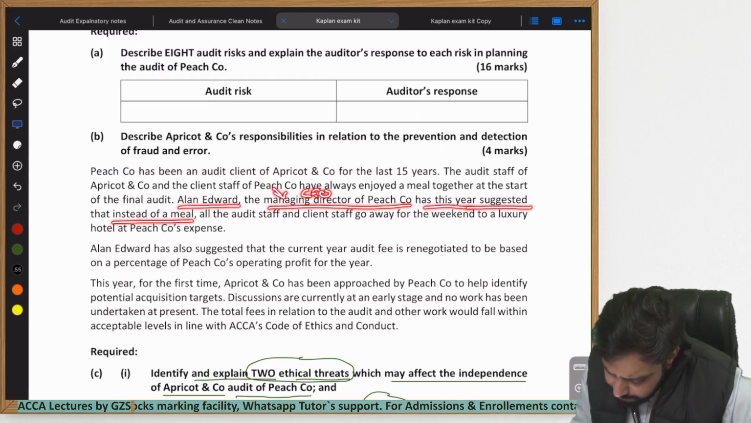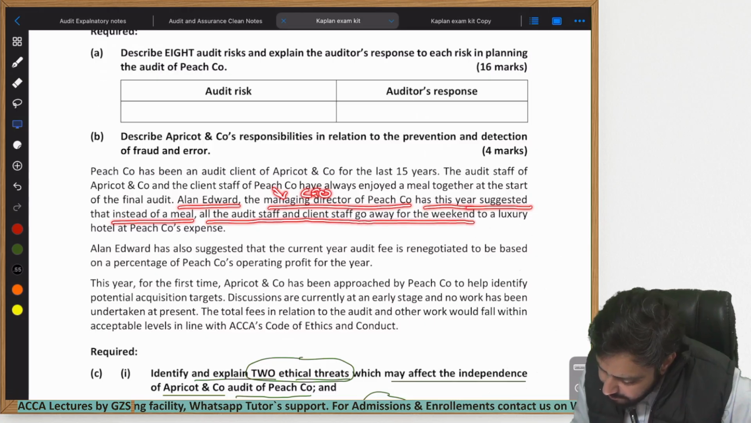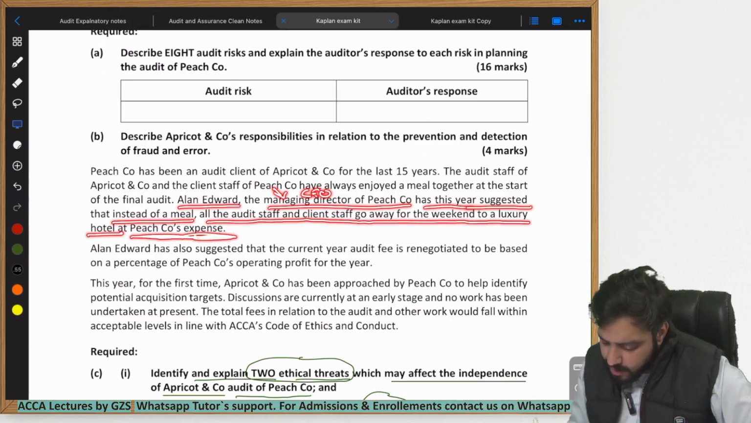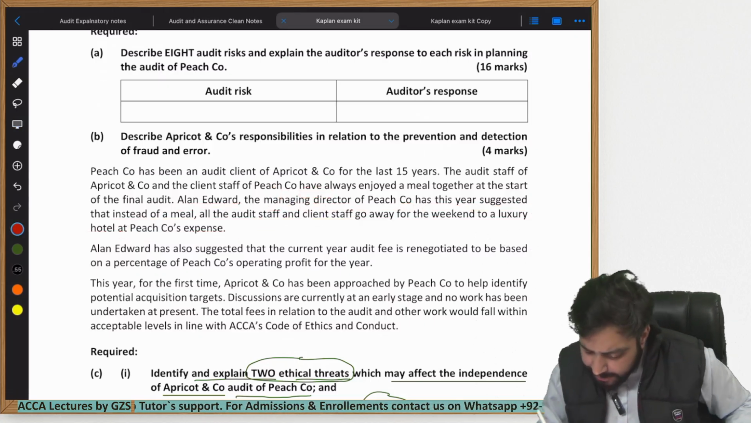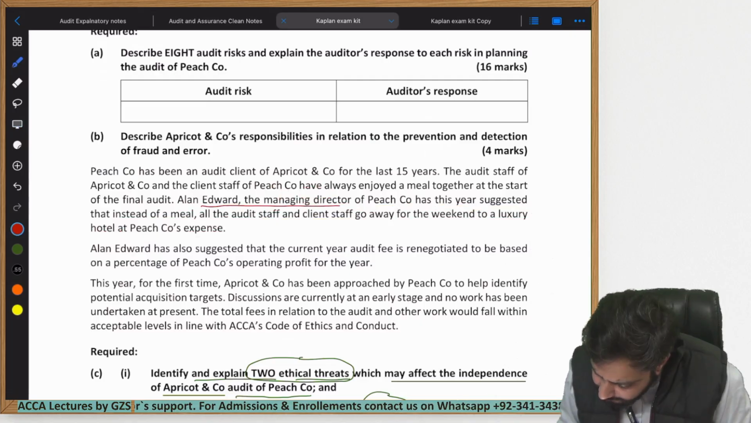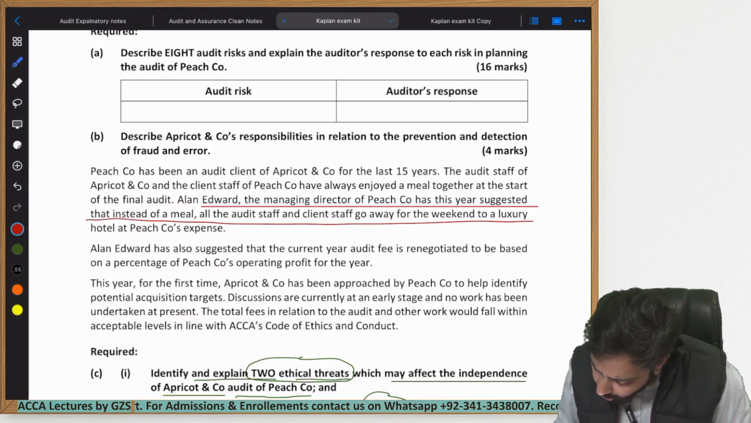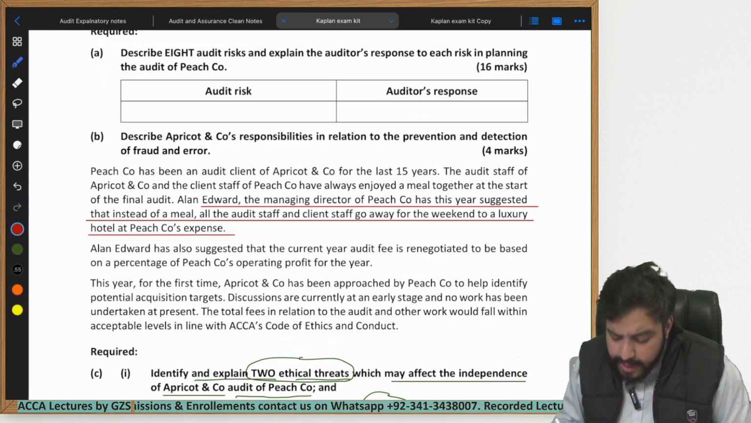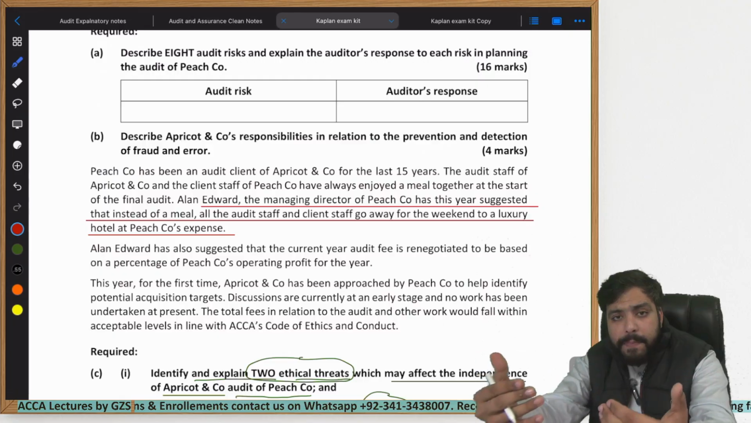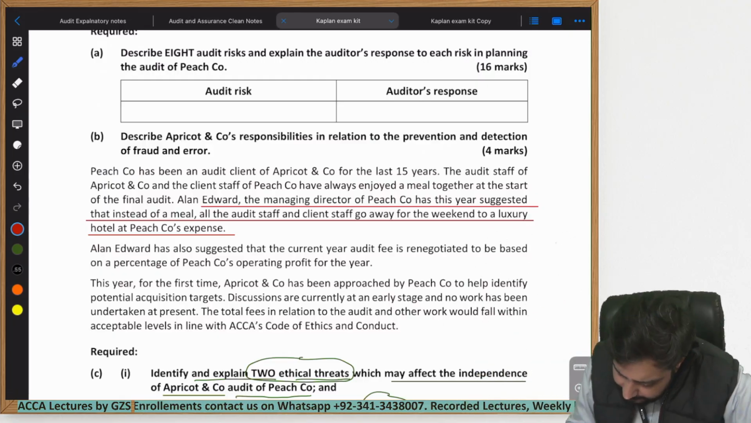instead of a meal together, all the audit staff and the client staff go away for the weekend to a luxury hotel at Peach Corporation's expense. So here the scenario is stating that the CEO has suggested that the audit team and the client staff go together on a weekend to a luxury hotel and stay together, and all of the expense of this luxury trip will be paid by the client themselves. They would pay for this trip.